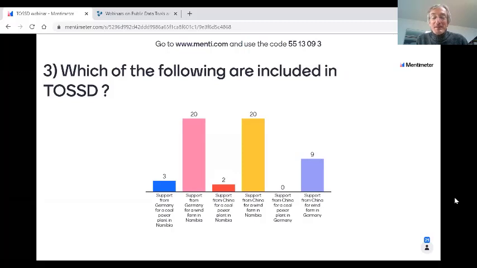Most of you have rightly answered that support for a coal power plant, wherever that power plant is and wherever the funding comes from, is not TOSSD eligible. It doesn't pass the sustainability test of not being substantially detrimental to an SDG, because coal raises CO2 emissions and so is detrimental to the climate change SDG. So coal, as I said first, can be ODA eligible, but is not TOSSD eligible.